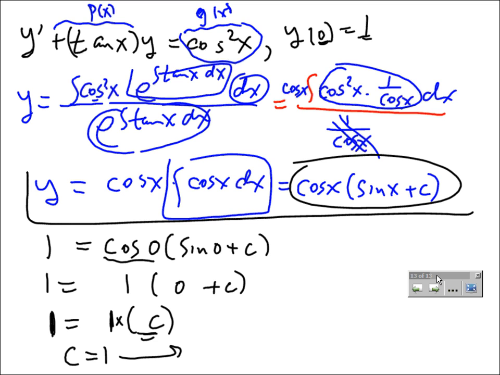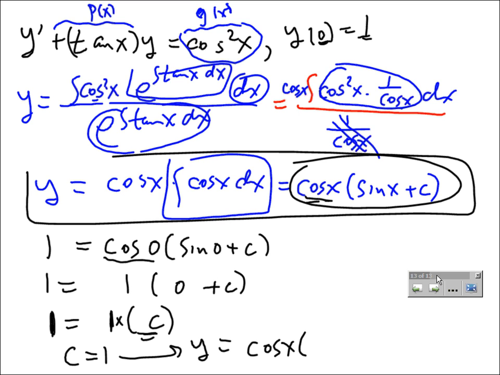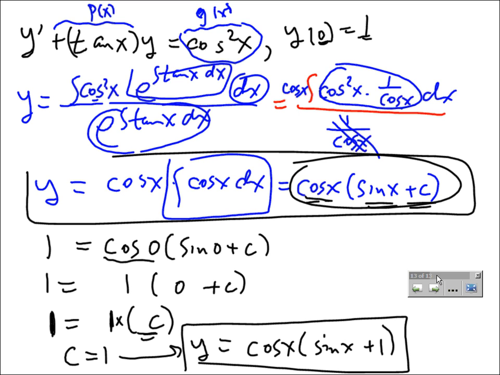So we update this and we say that y is equal to cosine x times sine x plus 1. C is 1. And there's your answer. This completes the section on solving linear differential equations. Do lots of problems. They're simple.